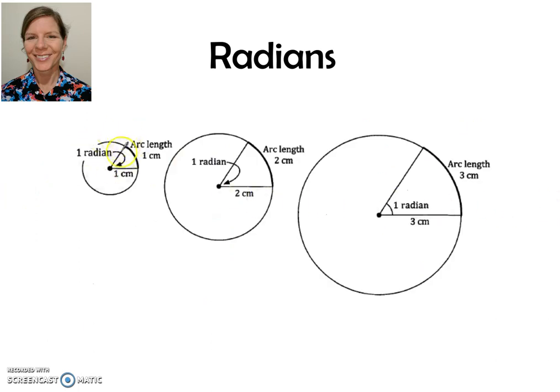It doesn't matter what the size of the radius is. We've got a radius of 1 centimetre and an arc length of 1, so that's going to be 1 radian. We've got a much bigger circle here, radius of 2 centimetres. If the arc length is 2 centimetres, that's still going to be 1 radian. Radius of 3 centimetres, arc length of 3 centimetres, still 1 radian. It's all about the ratio between the arc length and the radius. So 1 over 1 equals 1, 2 over 2 equals 1, and 3 over 3 equals 1. Those angles are all the same.